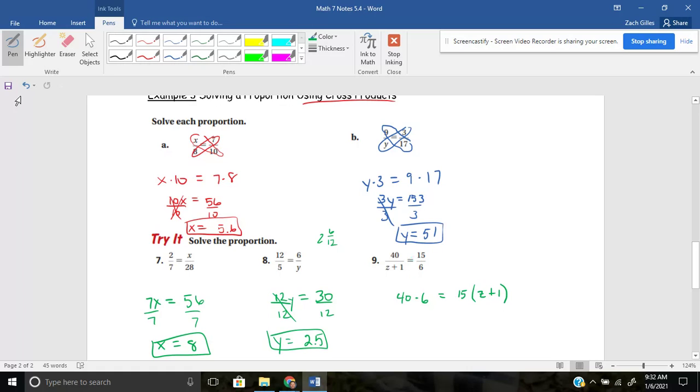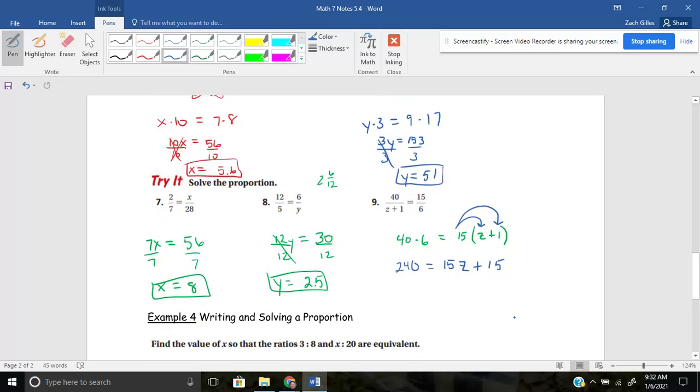So I'm going to do a little bit of distributing. Multiply 15 times z and also 15 times 1. I can do a little math on my left-hand side. 6 times 4 is 24, and bring that 0 along. Equals 15 times z would be 15z plus, it's not plus 1, remember you got to multiply that 15 times the 1 as well. All right, now I have a two-step equation.